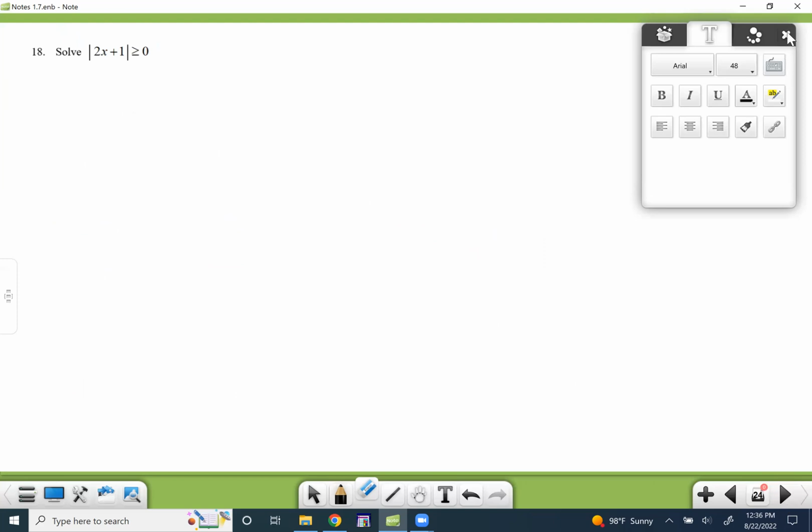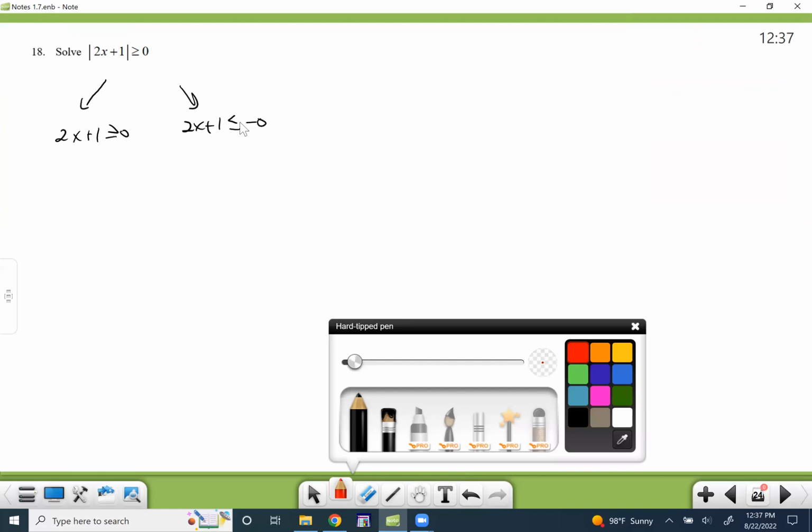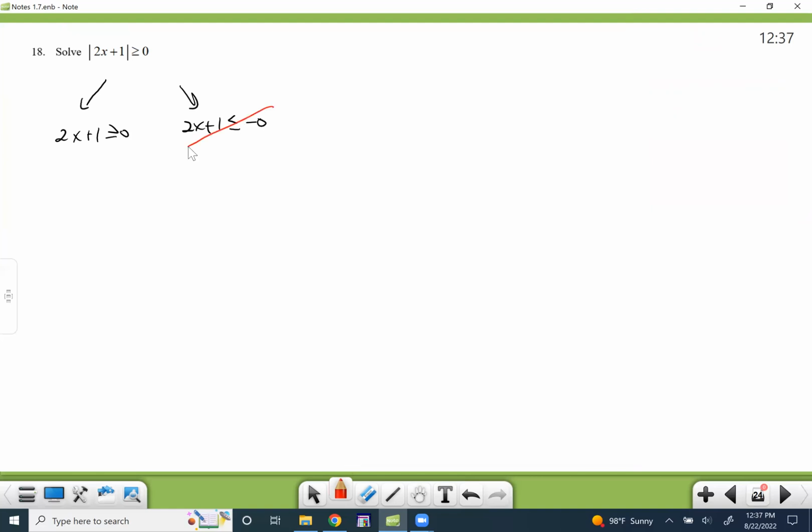Okay. So for this one, it is a greater than, so we should do 2 cases, but you can see that the 2 cases would be silly. I mean, I could do 2x plus 1 is greater than or equal to 0, but I can't really do 2x plus 1 is less than or equal to -0. That doesn't make any sense, -0. So we're really just going to solve the one case, you guys.